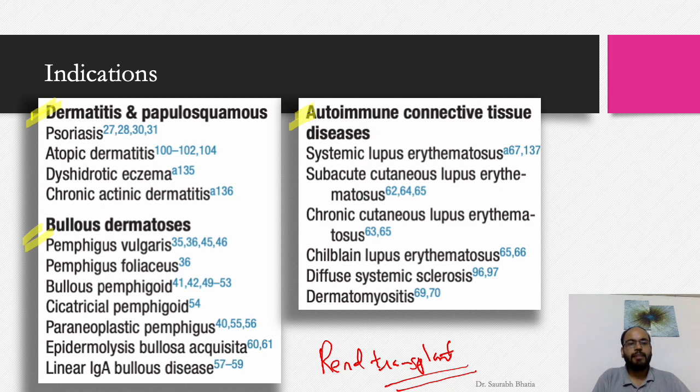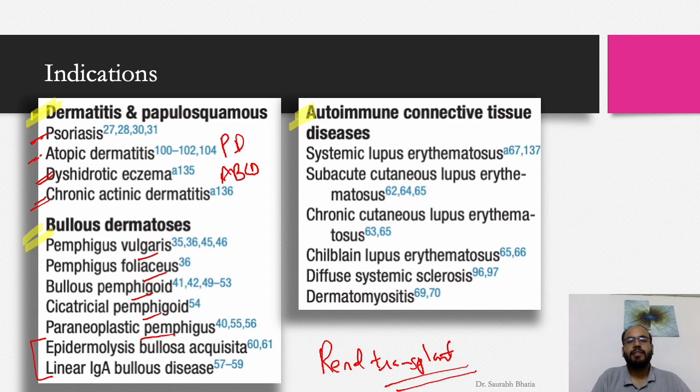So, dermatitis and papulosquamous disorders like psoriasis, atopic dermatitis, dyshidrotic eczema, chronic actinic dermatitis. Two other disorders, like Parthenium dermatitis and airborne contact dermatitis, are important in the Indian scenario. Bullous disorders like pemphigus vulgaris, foliaceus, bullous pemphigoid, cicatricial pemphigoid, paraneoplastic pemphigus. Other bullous disorders like epidermolysis bullosa acquisita, linear IgA bullous disease. MMF has been used in all of these dermatoses. There are multiple case reports in that.